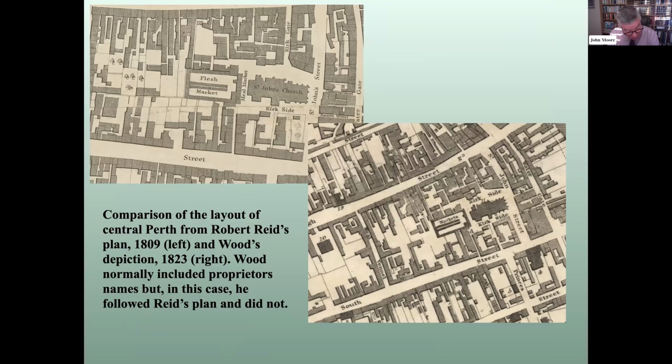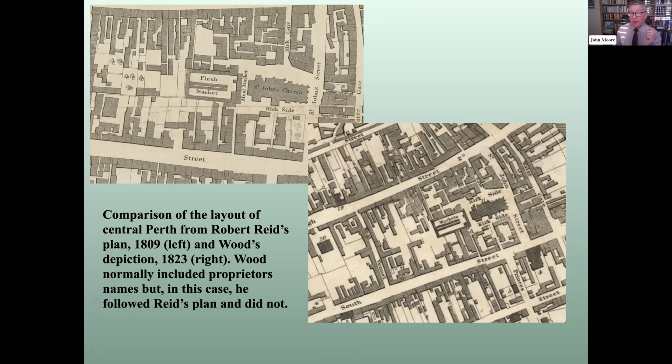This appears to be the case with Wood's plan of Perth, and also his plans of Bute Island and Greenock. And you can see here the example of the centre of Perth. The plan on the left is from one by Robert Reid, which was a council commission of 1809. And you can see Wood's depiction on the right as 1823.